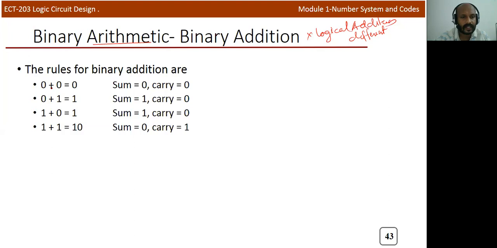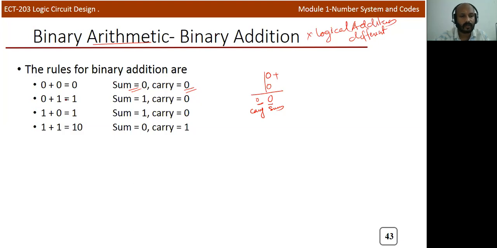When you add 0 plus 0, you will get 0. In other words, if you add two binary bits, 0 plus 0, you will get 0. This is in the same column. If any carry occurs when you add these two bits, it goes to the next higher bit, the MSB. Here it is indicated as sum and carry. This portion indicates the sum, and this portion indicates the carry. Here the carry is 0.